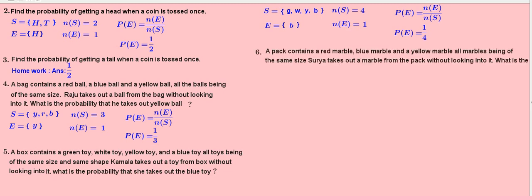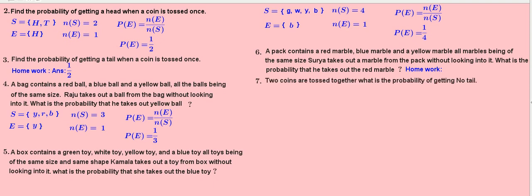Problem 6. A pack contains a red marble, a blue marble and a yellow marble, all marbles being of the same size. Surya takes out a marble from the pack without looking into it. What is the probability that he takes out the red marble? Solve yourself. Problem 7. Two coins are tossed together. What is the probability of getting no tail?